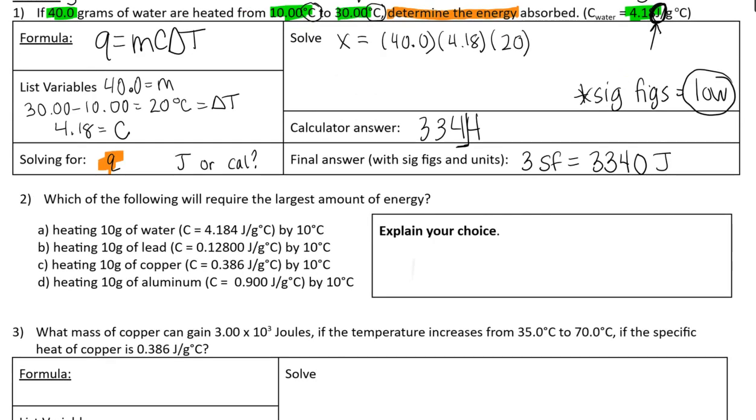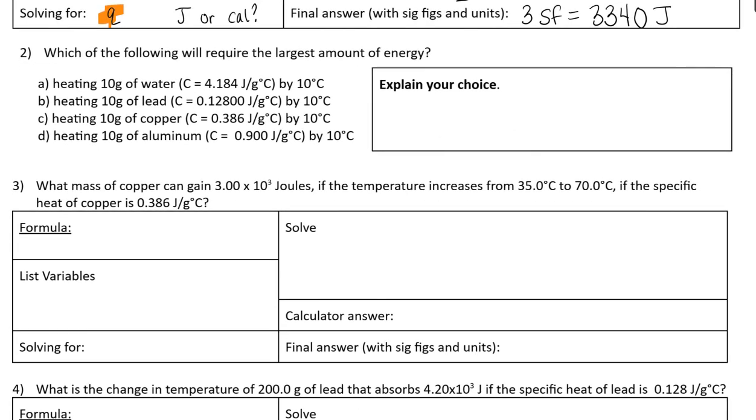Okay. This next one is not a math question. This one says, which of the following will require the largest amount of energy? Now, if I look down here at all of the choices, they all say 10 grams, so that must not be important. And they all say 10 degrees Celsius, so that must not be important. The difference is that they all have different C values. Now, if you remember from our chart up above, C means the specific heat.